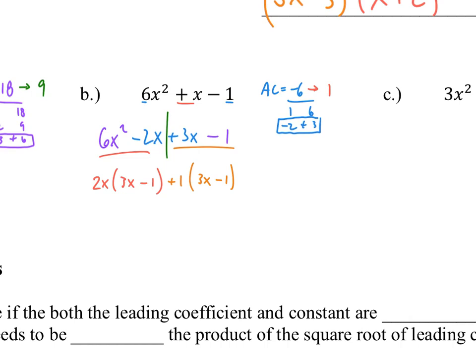Now that we see that these are the same, bring those out front. And we have our leftover pieces here, 2x plus 1. So there's our factorization. Nothing in common here. Nothing in common here, so I know that I'm done.